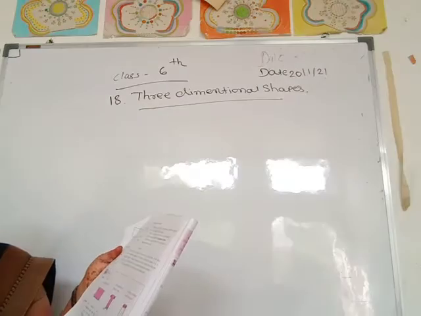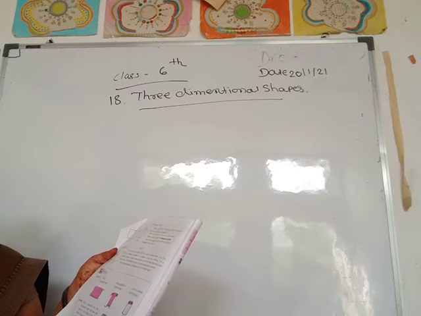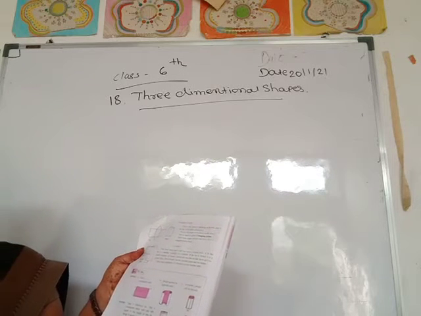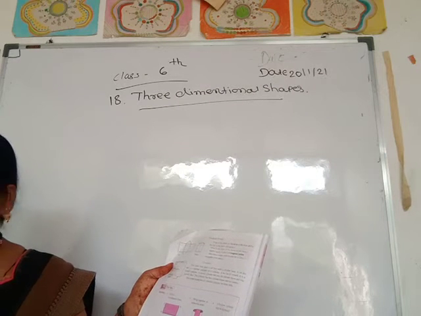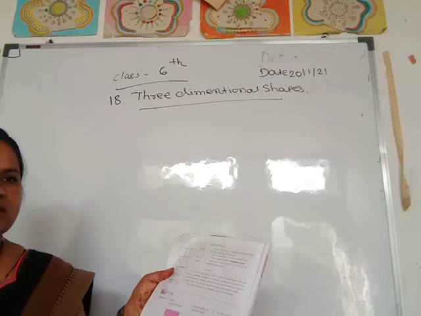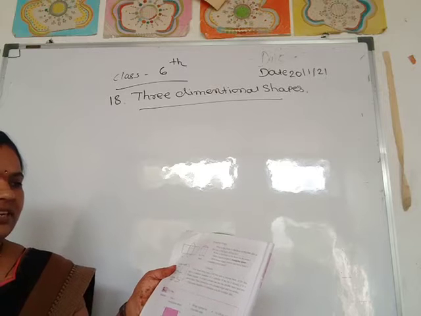See here, a triangular prism has 9 edges. How many edges? 9 edges. Then 6 vertices and 5 faces. How many faces? 5 faces, and 6 vertices.